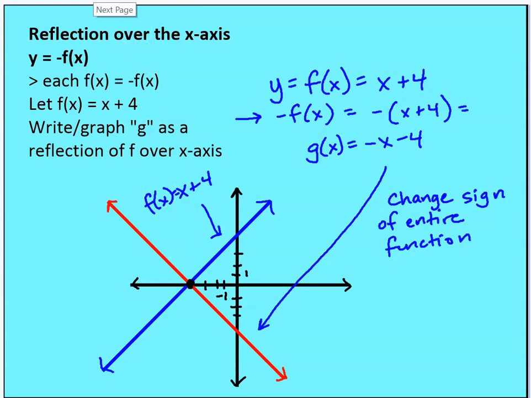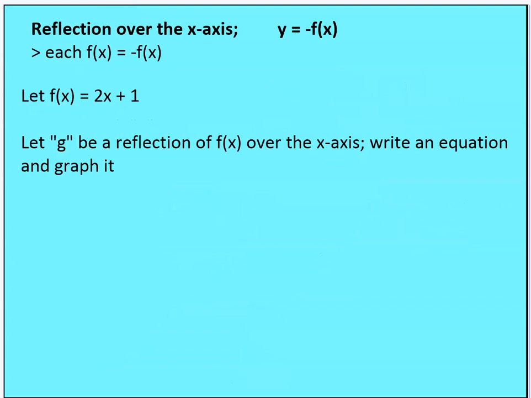Let's talk about reflections over the y-axis. Actually, we're going to do one more example. All right, so I'm going to take 2x plus 1. Now I'm going to reflect it over the x-axis again. I'm going to write an equation. So this is another example. You can follow along here if you want to pause and do it on your own, just to make sure you understand what's going on. But I'm going to show you the answer.